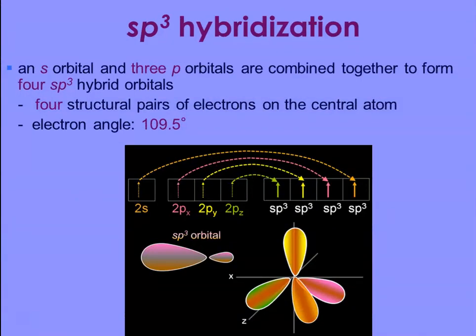With sp3 hybridization, if we take a single s orbital and 3 p orbitals and those are mixed together, you can form that tetrahedral shape, and the electron pairs, those orbitals, can get about 109.5 degrees from one another.